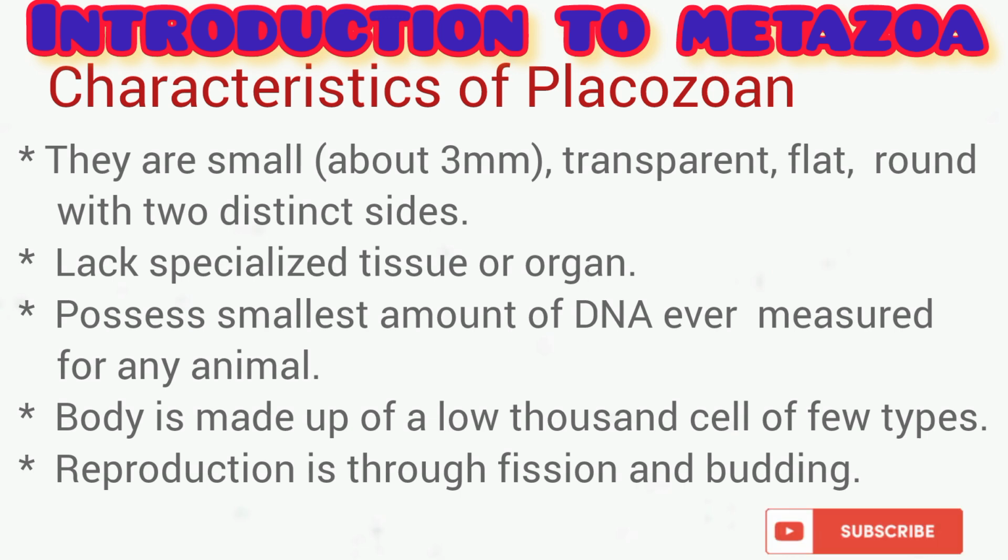Placozoans possess the smallest amount of DNA ever measured for any animals, and their body is made up of a few thousand cells, usually of few types. Reproduction in this organism is usually through fission and budding.